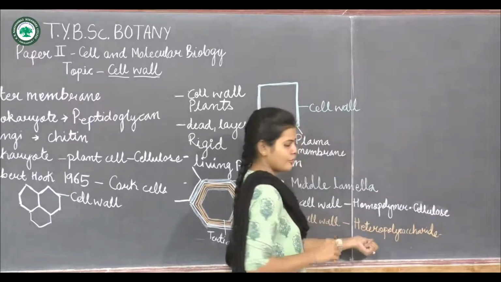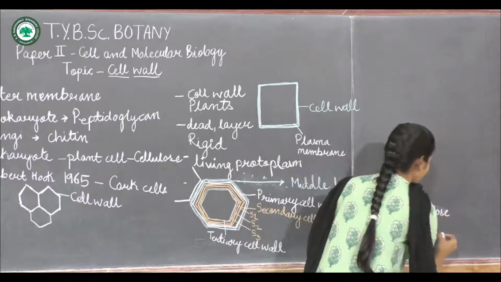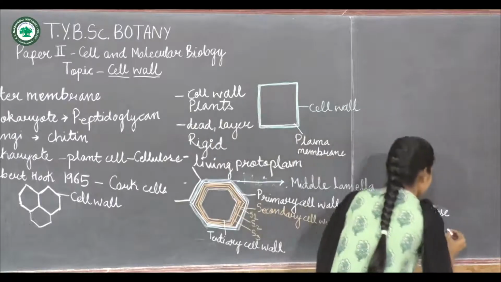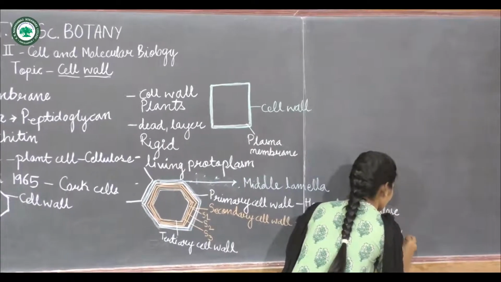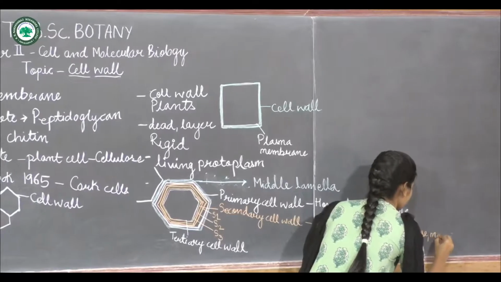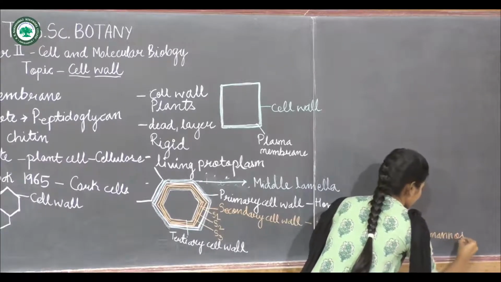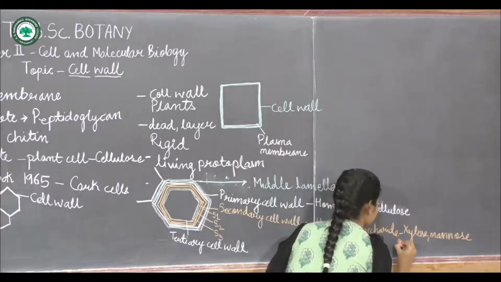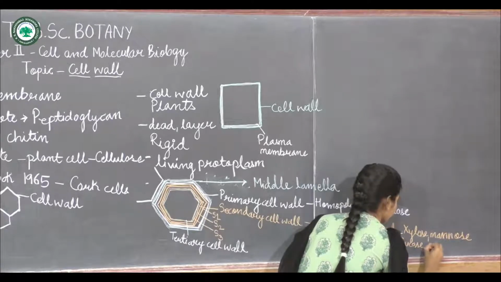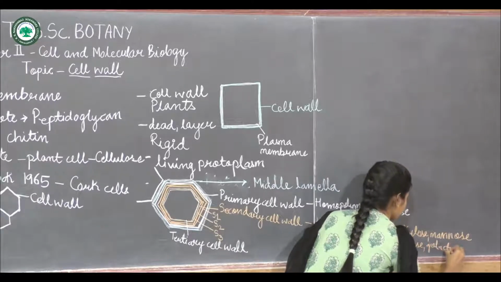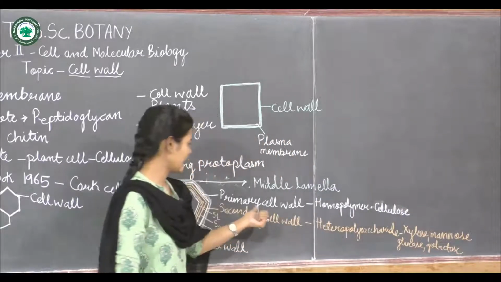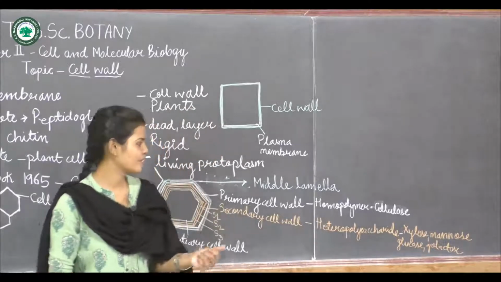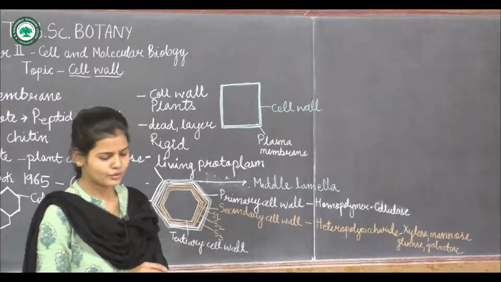Next, this heteropolymer is also made up of different sugars: xylose, mannose, glucose, galactose. So the primary cell wall is a homopolymer, but the secondary cell wall is a heteropolymer made up of different sugars, that is xylose, mannose, galactose and glucose.